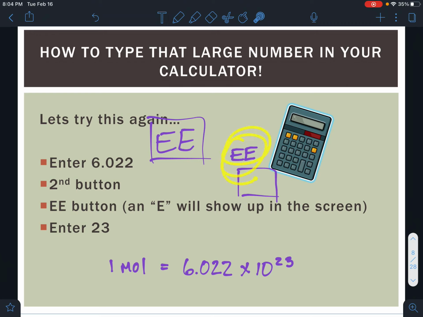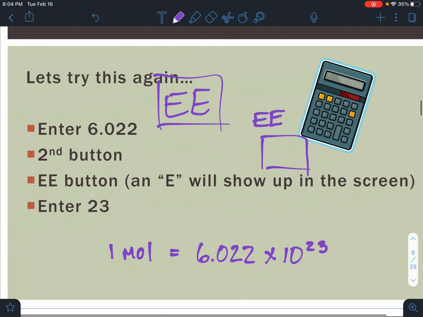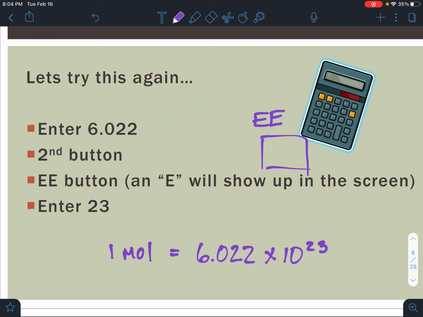So in order to engage this function, you want to click that second button, which is normally in the upper left-hand corner of your calculator. That says I want to use the function that's in the background of the calculator, not the one on top of the button. Now that we've hopefully found that EE button, you want to start off with typing in 6.022 and then click the second button and then click that EE, or whatever button it's in the background of.